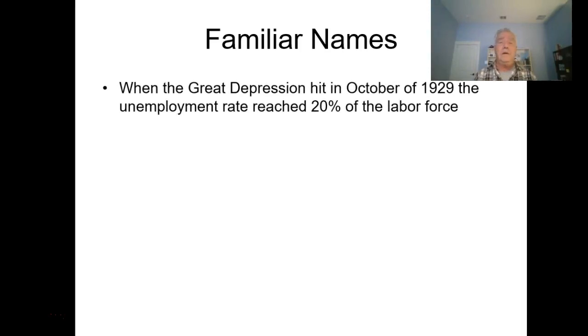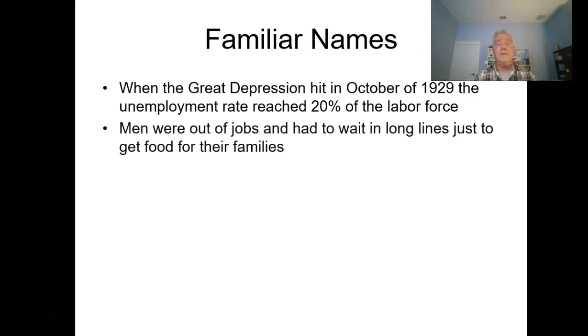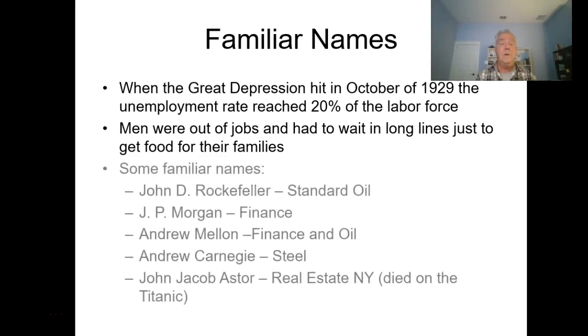When depression hit in October 1929, the unemployment rate reached 20% of the labor force. People were out of jobs, had to wait in long lines just to get food for their families. It was a horrible time for people. There was no unemployment insurance. There was no fallback position to take money out of a 401k or a retirement plan. None of that existed. So there was no money to buy food. People were out of a job and had to wait. The men had to wait in lines to get food for their families.